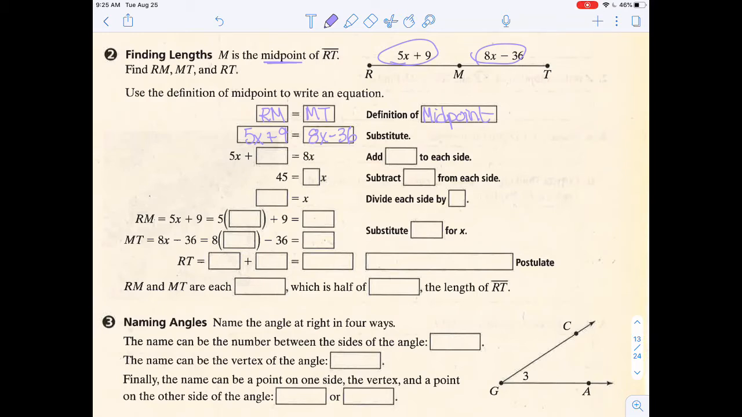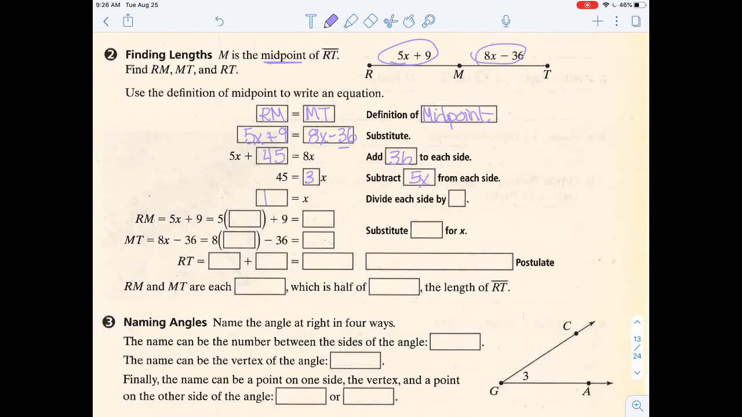Then we want to move these around so that we can get x on one side and a number on the other. So if we add 36 to both sides, this one will cancel out over here. 9 plus 36 gives us 45. We added 36 to each side. Then we want to get the x's together, so we're going to subtract 5x. 8x minus 5x is 3x. We subtracted 5x from each side.